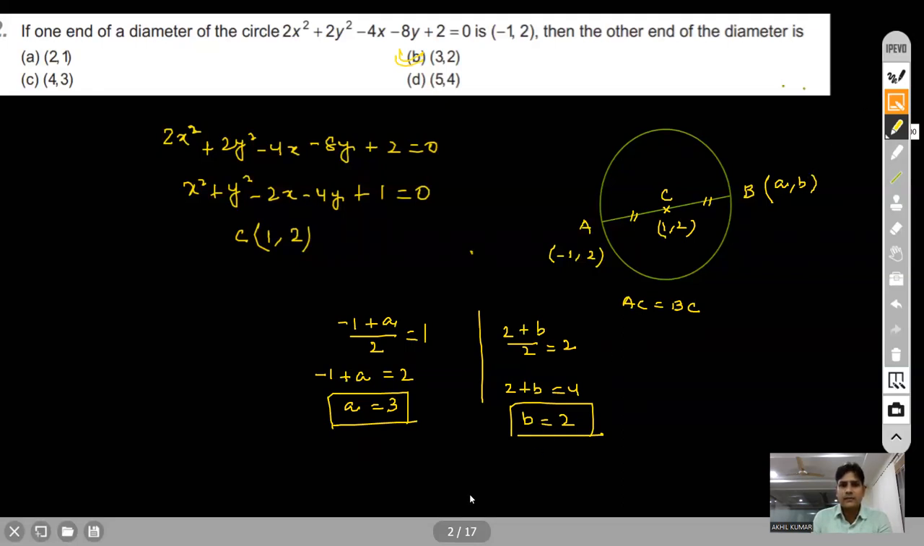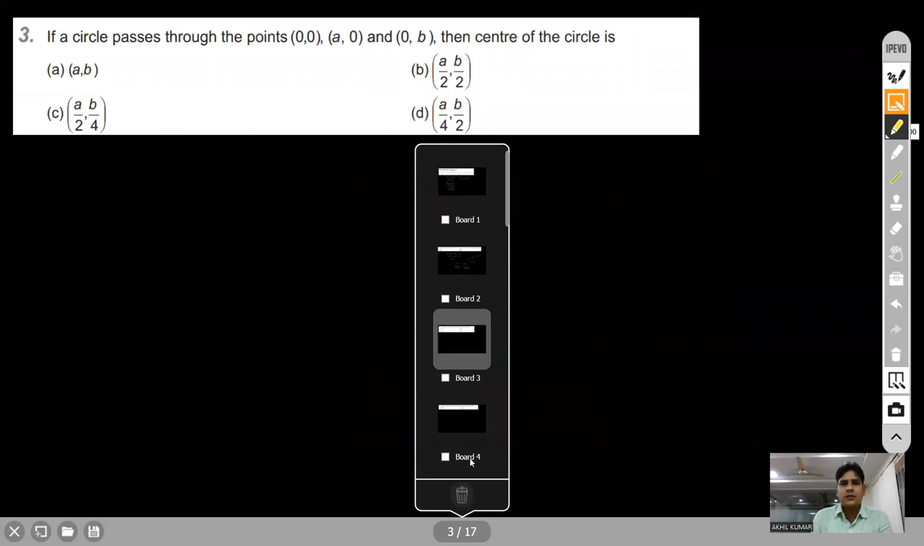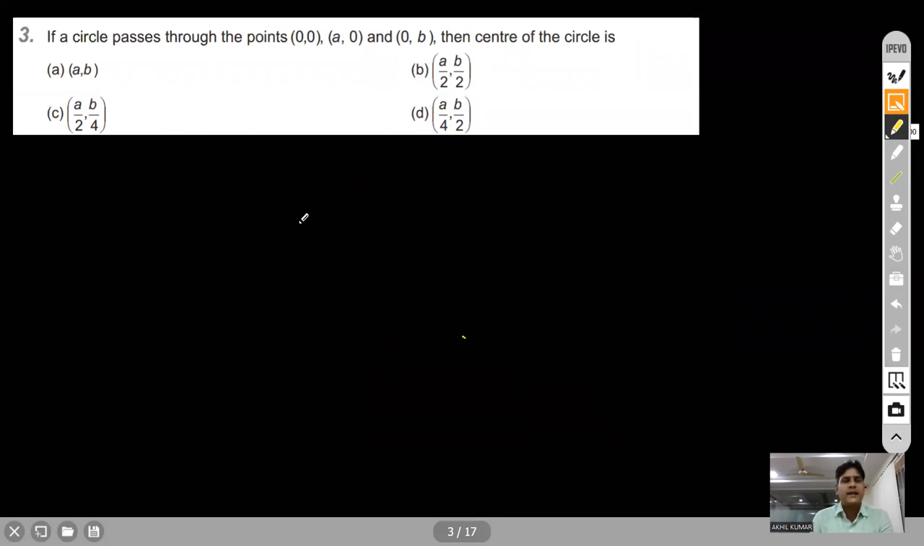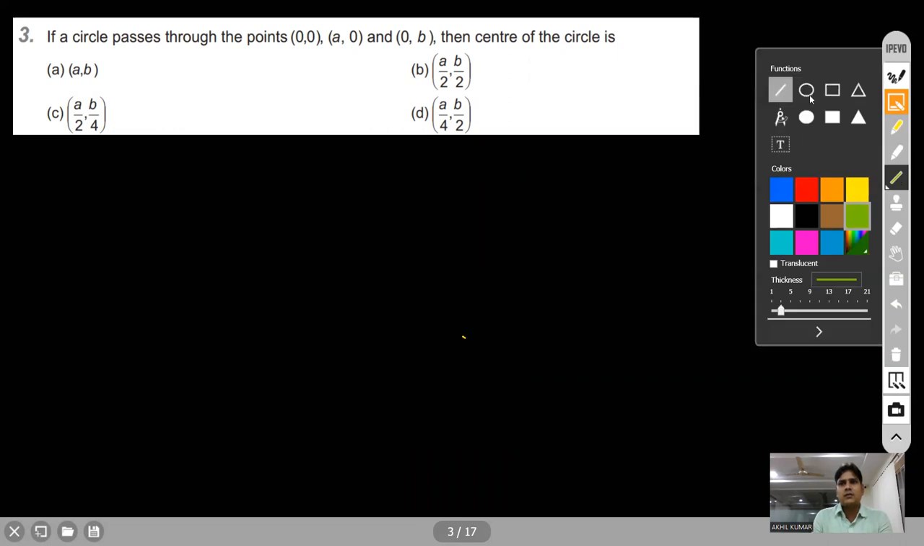Now moving ahead. Let's see question number 3. It is saying if a circle passes through the points 0, 0, a, 0 and 0, b, then the center of the circle is. Okay. Means the circle is passing through the origin basically. So let me draw this sketch, what is given in the question.